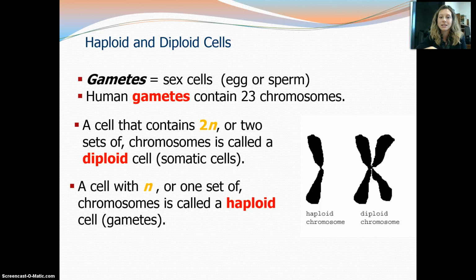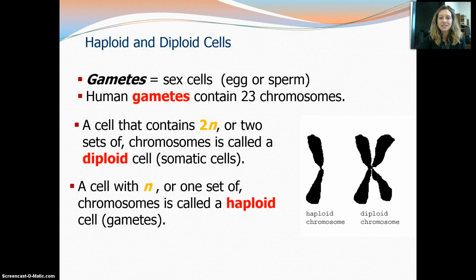Okay, so like I said, every cell in your body, your normal body cells, are called somatic cells. They have 46 chromosomes. The only cell in your body that is not a somatic cell are your gametes, which are your sex cells. So in females, we're talking about eggs, and males, we're talking about sperm. And gametes are unique because they only have 23 chromosomes. So think about why that is.